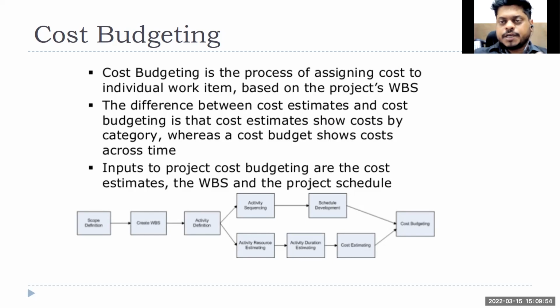So that is the difference between estimation and budgeting. As a project manager, you estimated that this will cost 100 crores, but when you are going to get that money, time-wise, when you break that cost down, that will be cost budgeting. Clear? Any doubt?